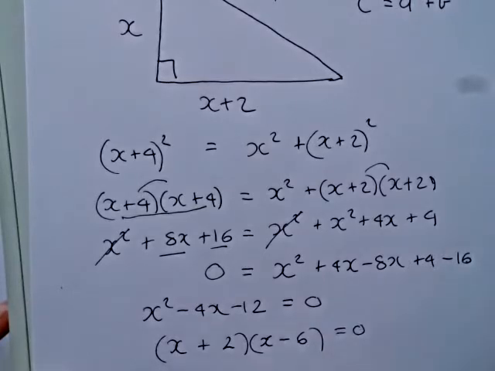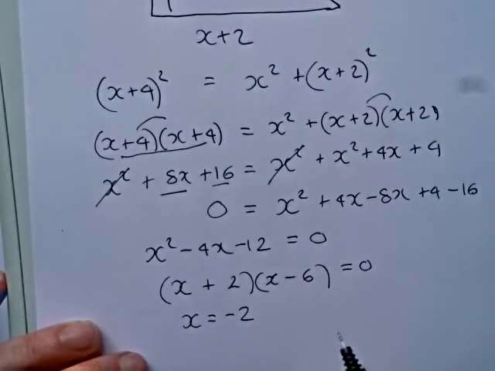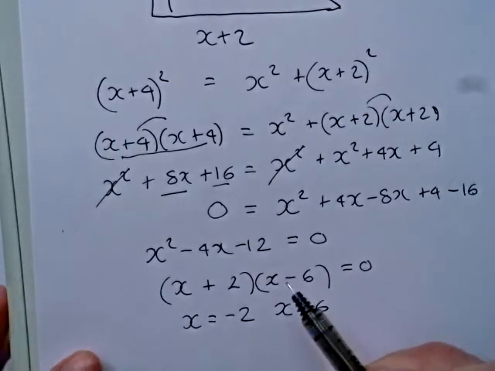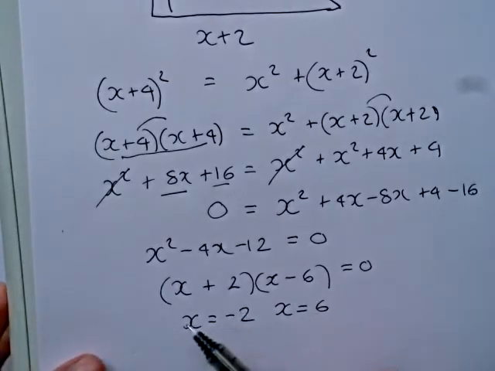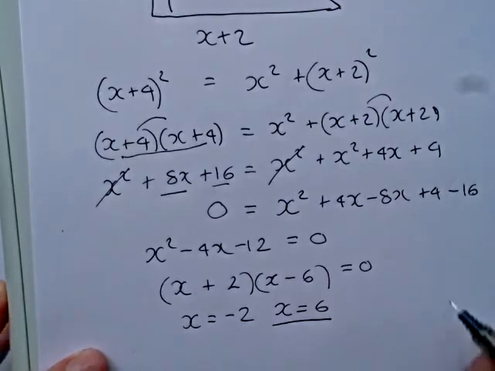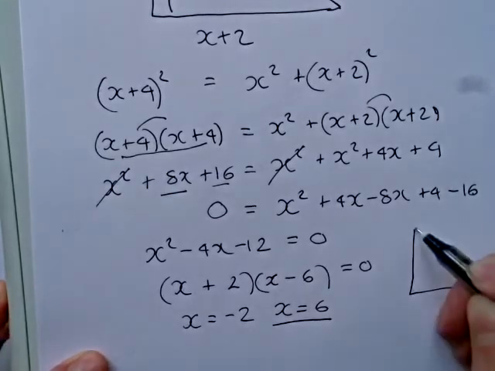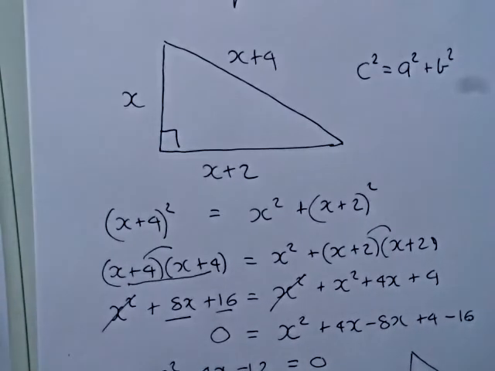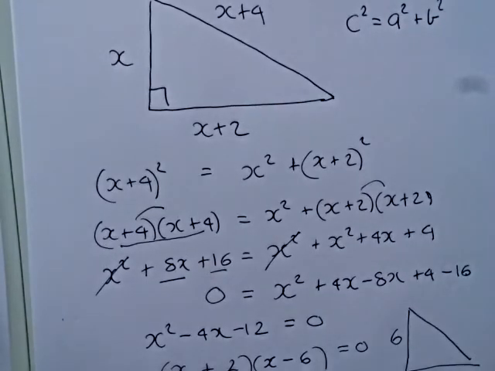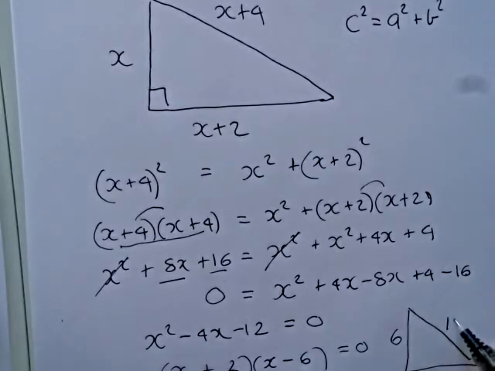Now I will get two solutions from this. I'll get x equals minus 2, and I will get x equals 6. Only one of them actually makes sense, of course, because our measurement can't have a length of minus 2, so we can ignore the minus 2 and we take x equals 6 as our solution. So our triangle then, I'll remind you, if we go back, the height will be 6, that's the value of x, the base will be 8, and the hypotenuse will be 10.